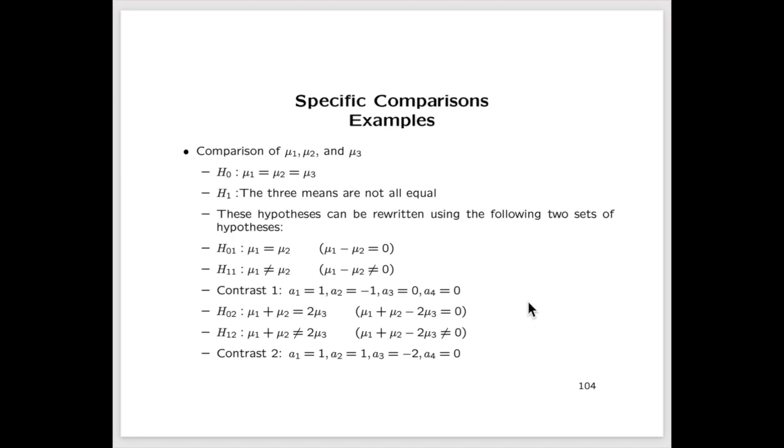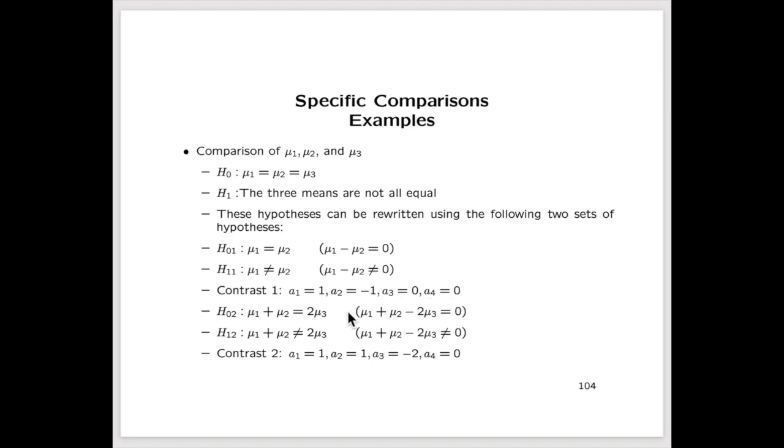These hypotheses can be rewritten using the following two sets of hypotheses. So the first set being mu1 equal to mu2 versus the alternative that mu1 is not equal to mu2. Then re-expressed as a difference, it would be mu1 minus mu2 equal to 0 against the alternative that mu1 minus mu2 is not equal to 0. And so the contrast for that particular hypothesis would be a1 equal to 1, a2 equal to -1, and both a3 and a4 equal to 0.